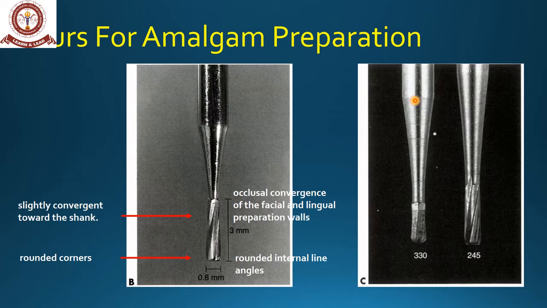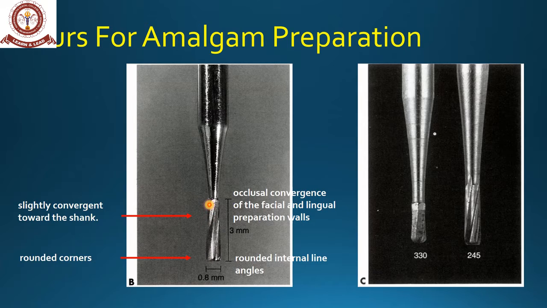So before going into the steps in cavity preparation, first we need to know about the burrs. The most commonly used burr for amalgam preparation is the 245 burr. The dimensions you people should know. The dimensions of 245 burr are its length is 3 mm and the width diameter is 0.8 mm.